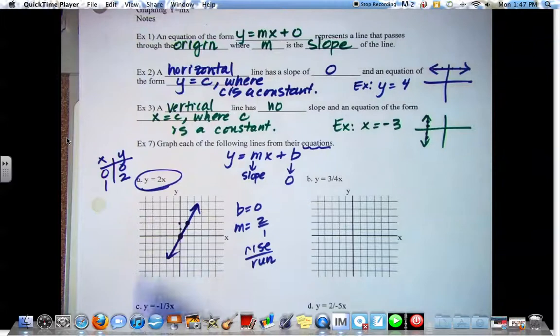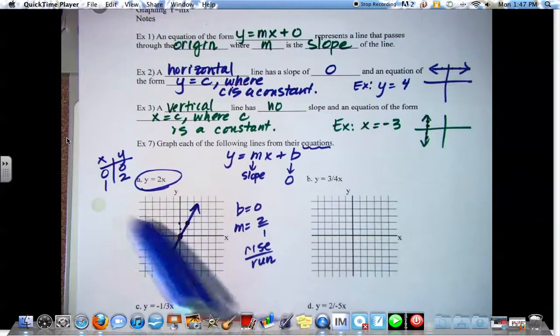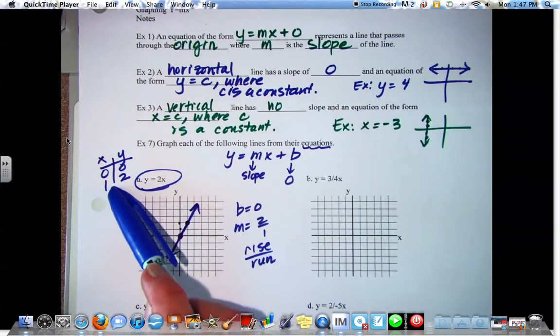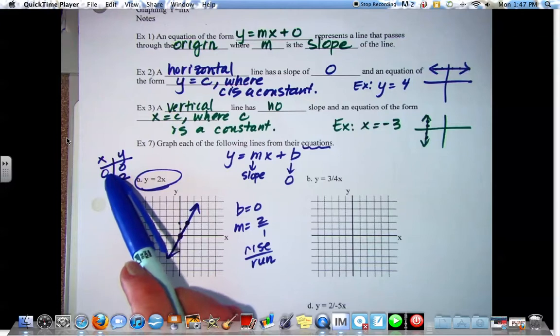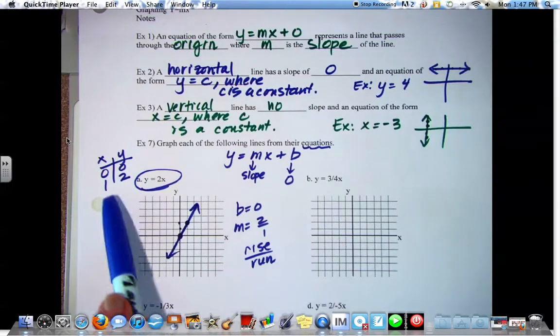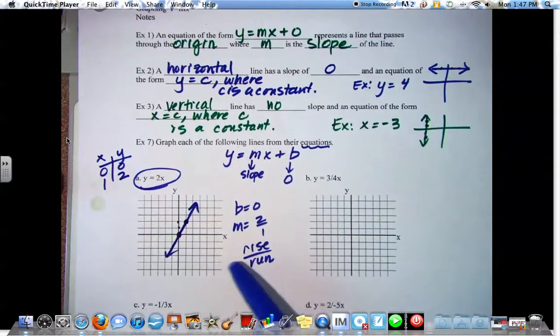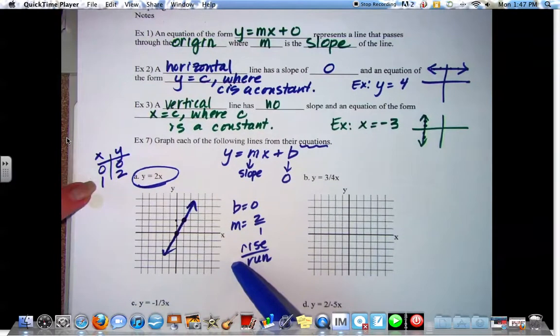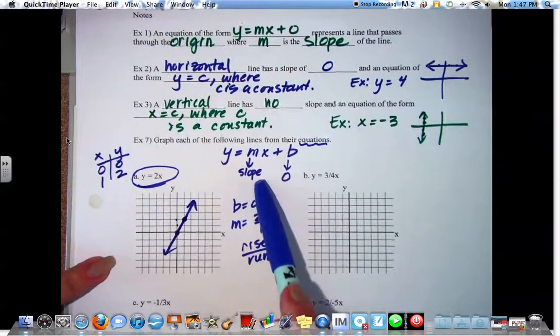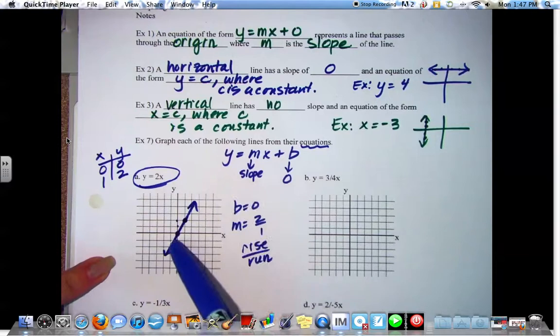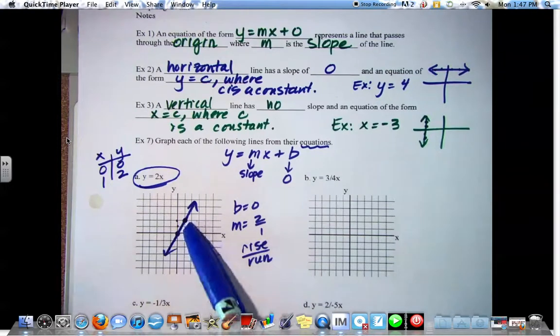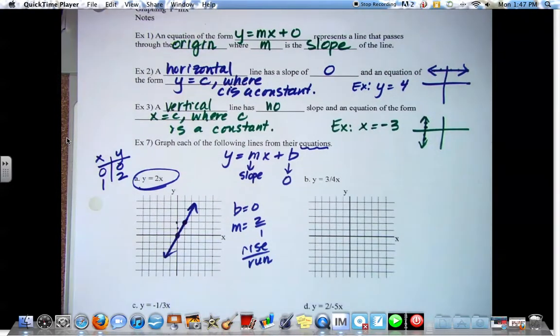Now, let's compare this line to the ordered pairs that we looked at in the table. Do we have the point 0, 0 graphed? Yes. Do we have the point 1 and 2 graphed? Yeah. So, 2 different ways to graph the line. You can set up a table, or you can use the equation by graphing the y-intercept first and then using the slope to find the next point.